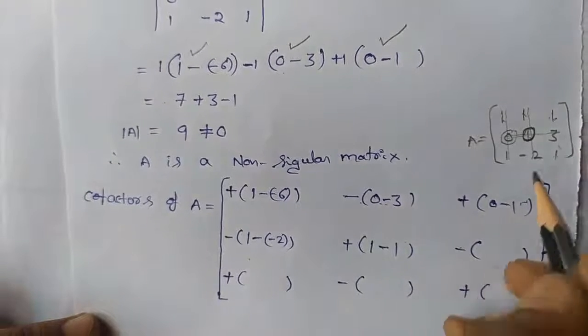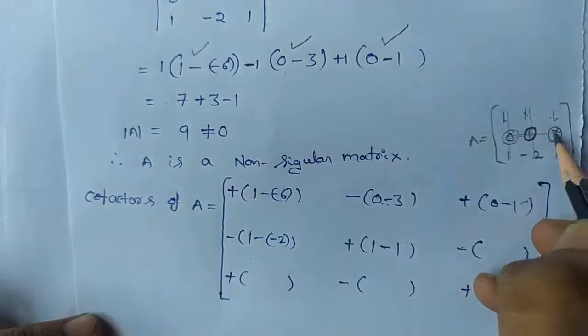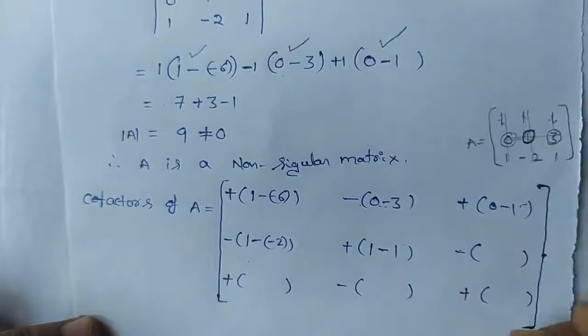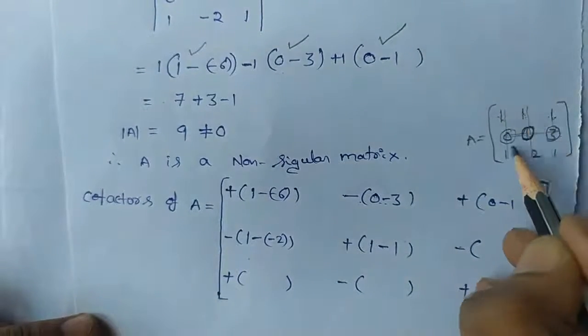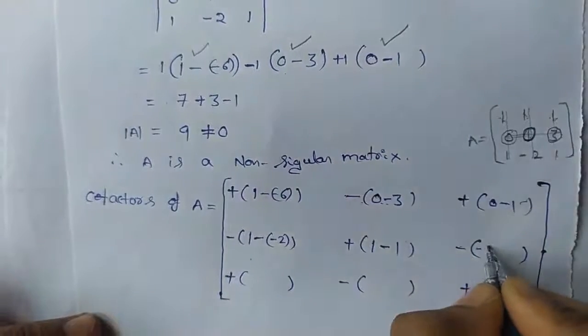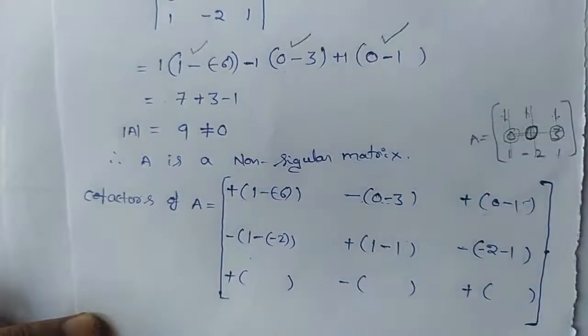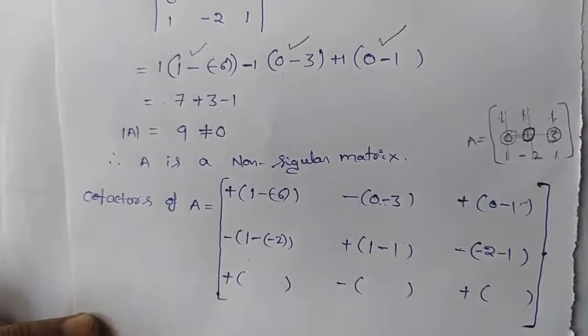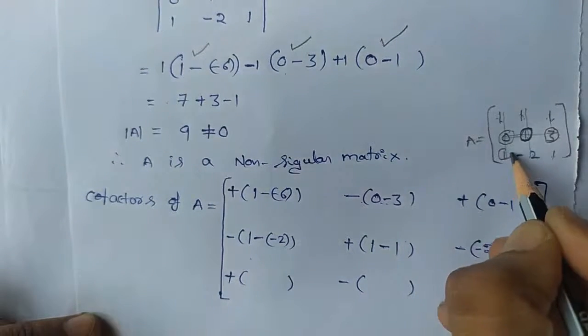Next, we need to find the cofactors of the element 3. Delete that corresponding row and corresponding column. What we will get? 1 into minus 2 is minus 2, 1 into 1 is 1. So minus 2 minus 1. Okay, understand? Next, similarly, we need to find the cofactors of 1.